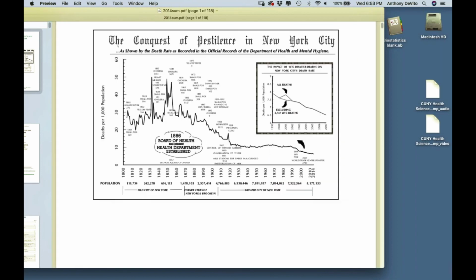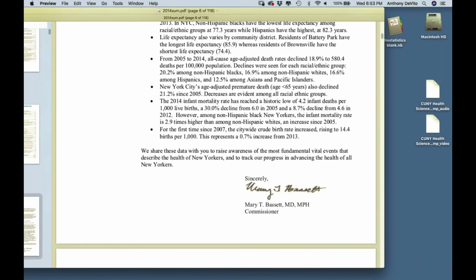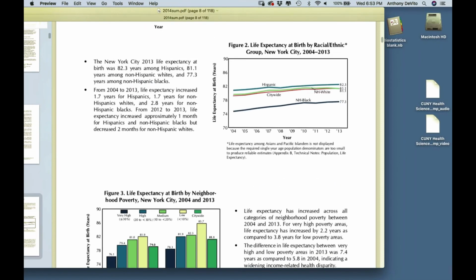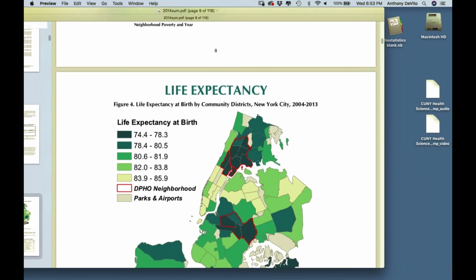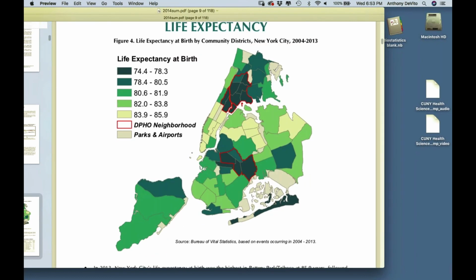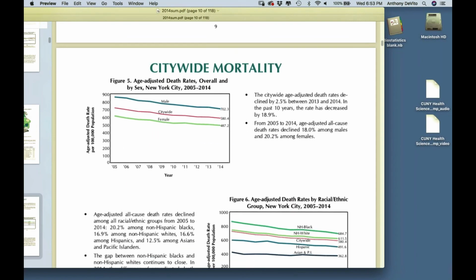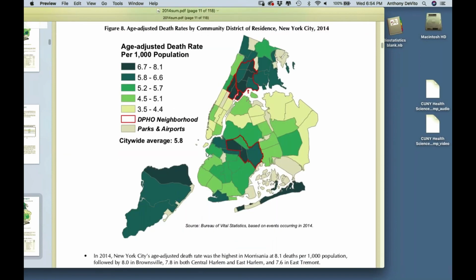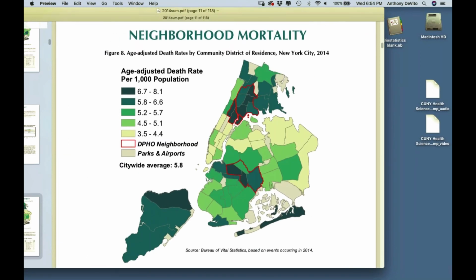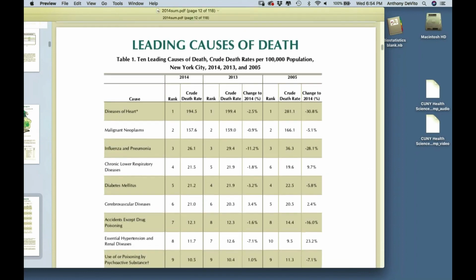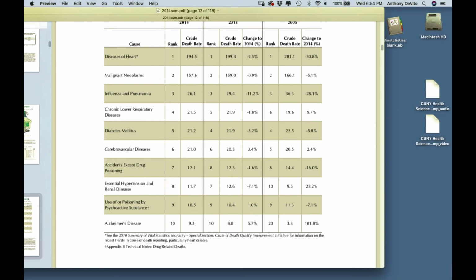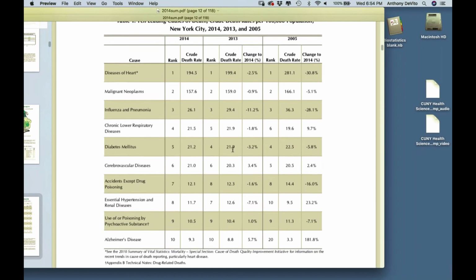And if you go through here, there's an index where you'll see all the information that's tabulated here. For instance, life expectancy at birth for different parts of the city, citywide mortality for different areas of the city, neighborhood mortality rates. So you know where not to live now, right? You can just go to this right here. Live longer, find a better place. I'm not so sure that you necessarily live longer if you relocate, but who knows?